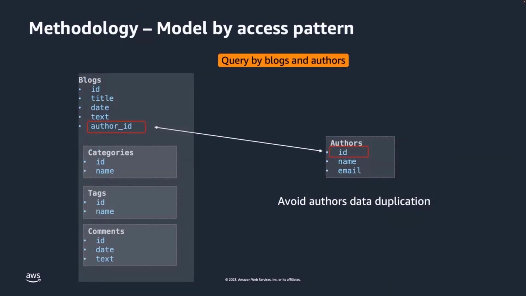Now, to avoid this, you can move the author's data to a separate collection and reference the author ID in the blog document. This will allow you to query by blogs and authors. It will also be much easier to update whenever the author's information changes, since you won't have to update every blog document posted by that author. Instead, you'll update just once in the author's collection.